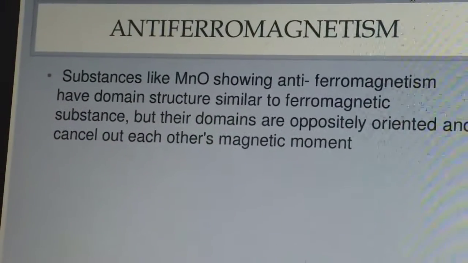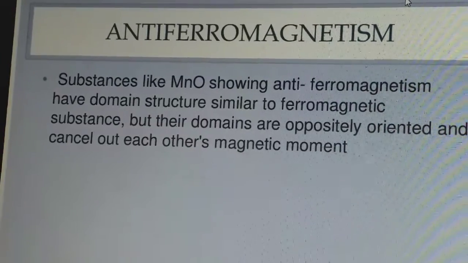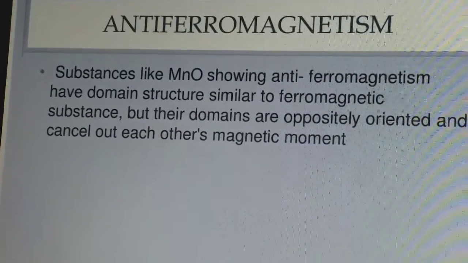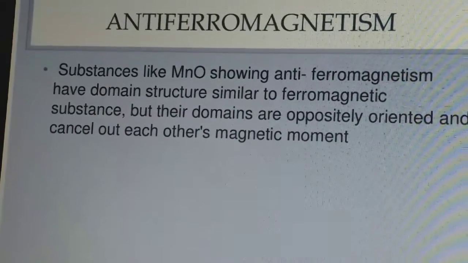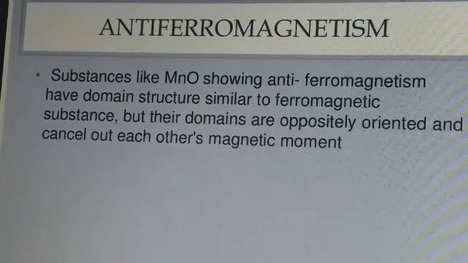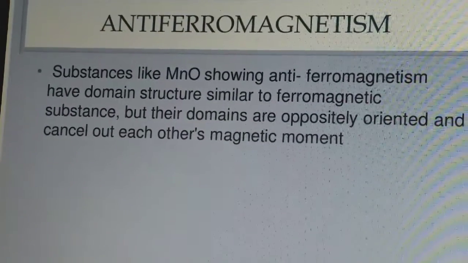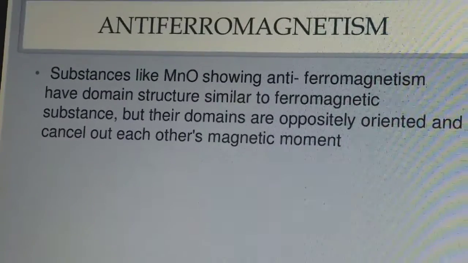Next are antiferromagnetic substances. The substances which are expected to possess paramagnetism or ferromagnetism on the basis of magnetic moments of the domains, but actually possess zero magnetic moment, are called antiferromagnetic substances. Example, MnO. Antiferromagnetism is due to the presence of an equal number of domains in opposite directions.